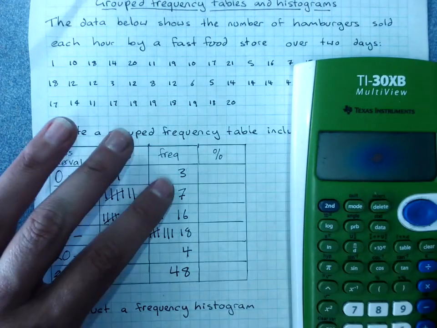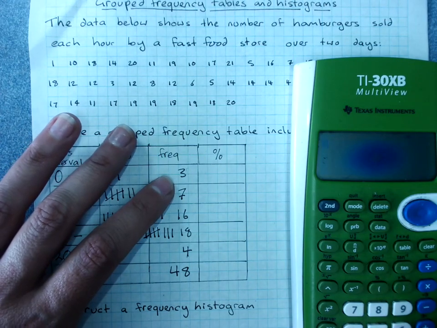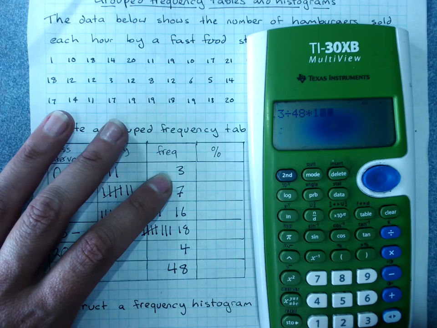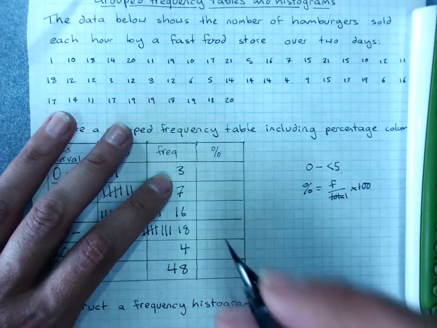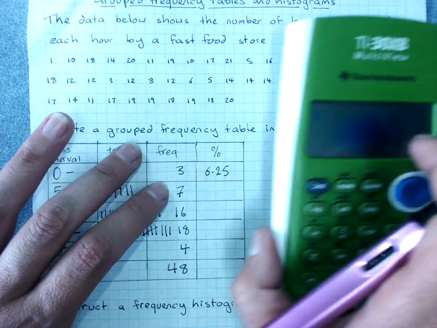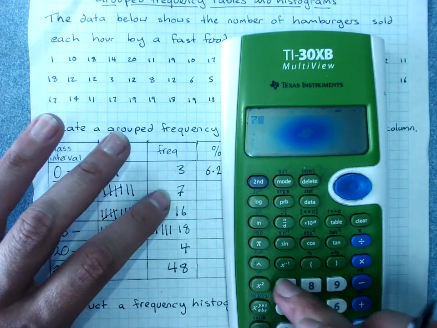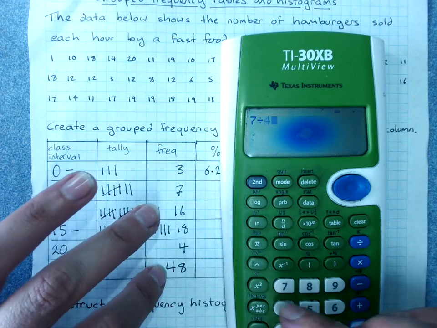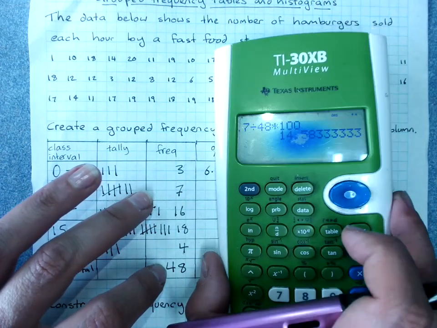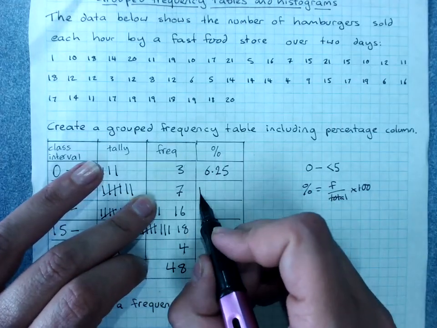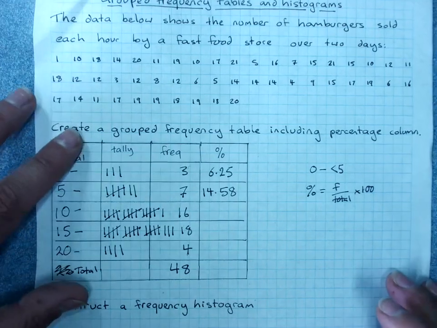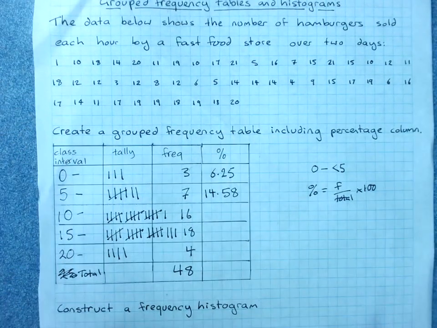So if we get all of these in, .58, and I'm not going to complete all of those because you just need to know how to do it. So that is our grouped frequency table.